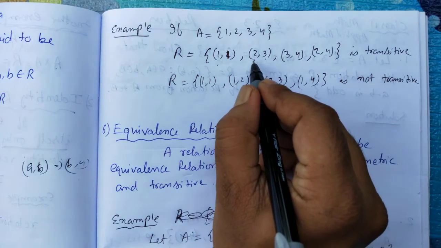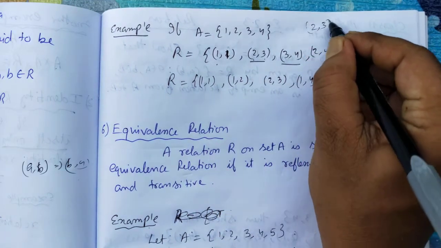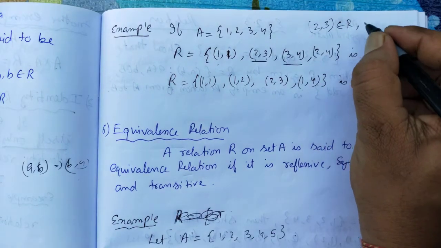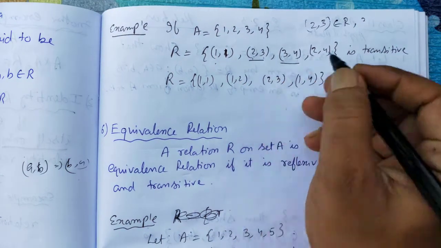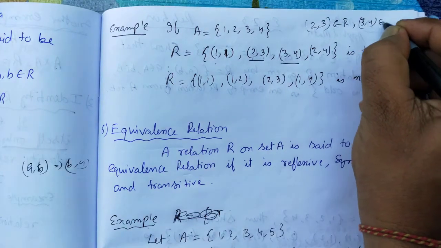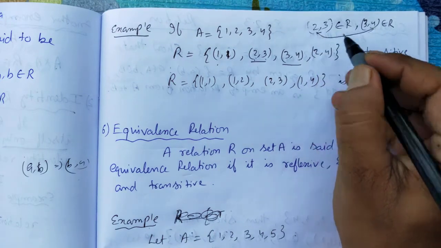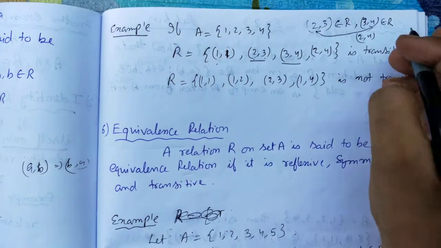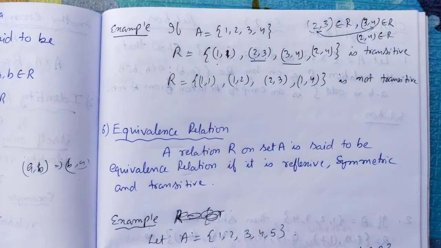See, (2,3) belongs to R. After (2,3), I have to see this 3: (3,4). (3,4) also belongs to R. And we have to check whether this (2,4) is in R or not. Is (2,4) in R? Yes. So it belongs to R. If this condition is satisfied, we can say that it is a transitive relation, okay?